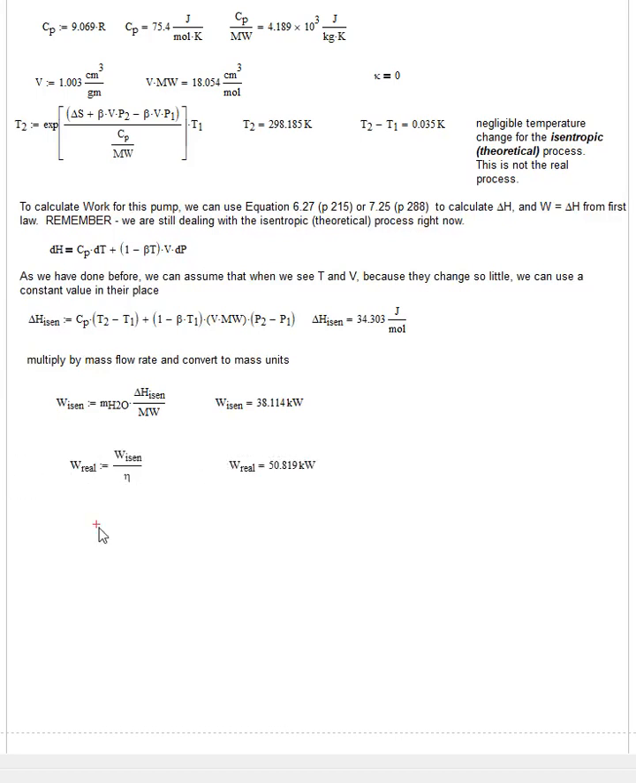if we want to calculate the real work, we take the theoretical or the isentropic work, the ideal work, and we divide. Remember, we divide by the efficiency. And so our real work is actually going to be more than the isentropic work, and that makes sense. And so our real work is about 50.82 kilowatts.